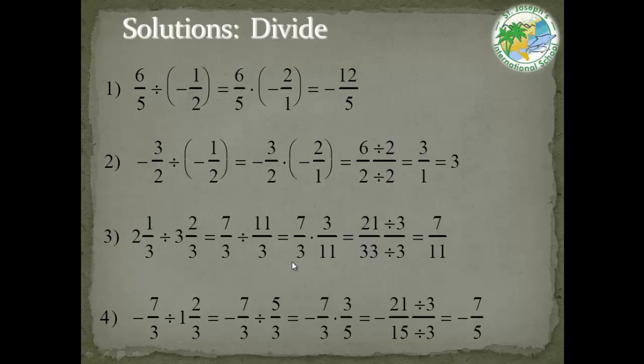We can simplify: 3 goes together with 3, equals 7 over 11, the same answer.